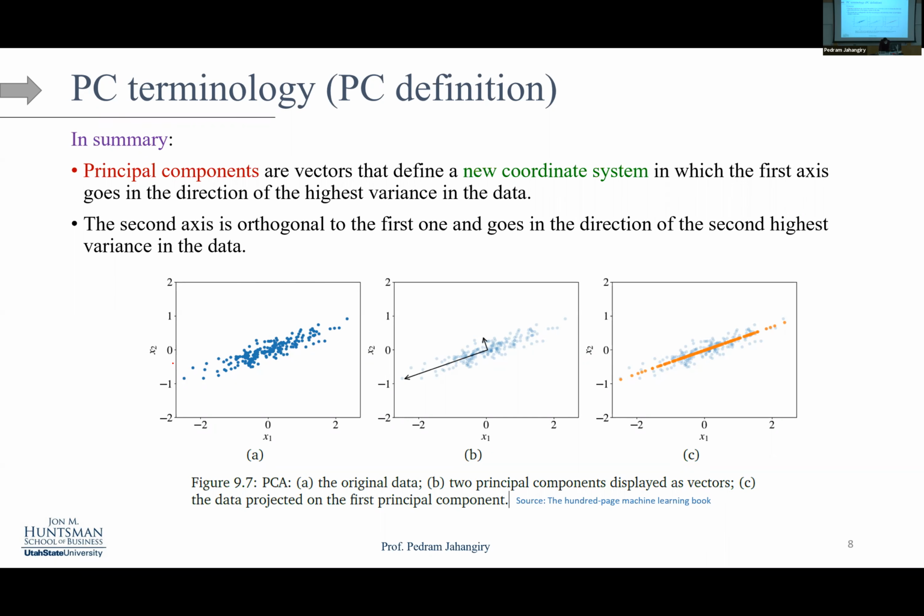Okay, so this is our real data, panel A. By the way, I took this one from the 100-page machine learning book. This is also a really interesting textbook. Panel A is the original data. Panel B shows the 2 principal components displayed as vectors, and panel C is the data projected on the first principal component, right? If I want to plot this in 1 dimension, this is going to be my PC1, and I have these orange dots. Are we good?